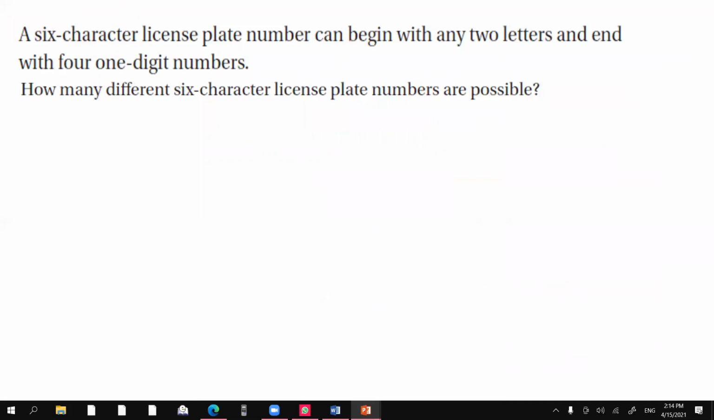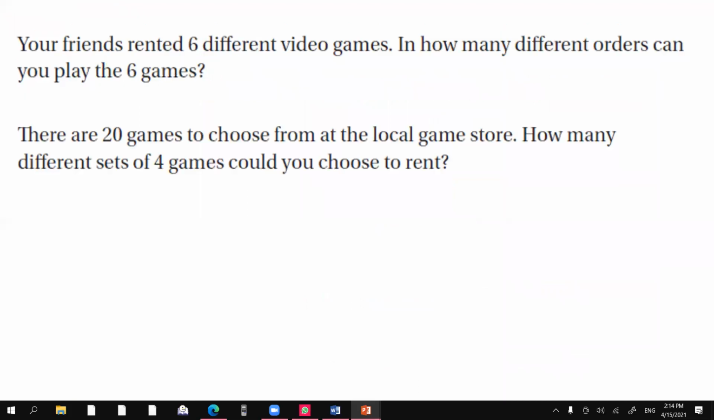Then my second question: is the order important here? They say yes. In how many different orders can you play the 6 games? So yes, the order is important. Because of that, I need to find the permutation of how many videos we have. We have 6, and I need to put 6. So there will be permutation of 6 from 6.